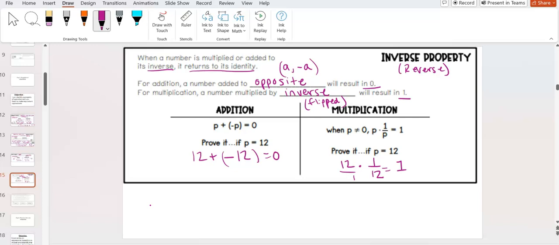This is probably the most tricky one to remember because there's two different operations. Addition has its own thing: we're adding its opposite and it makes 0, whereas with multiplication we're multiplying by the inverse and it makes a 1. So this is one we want to practice the most.